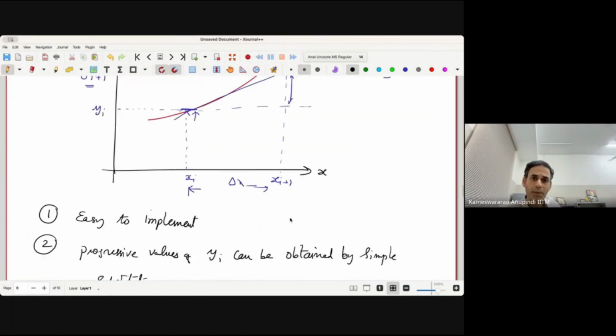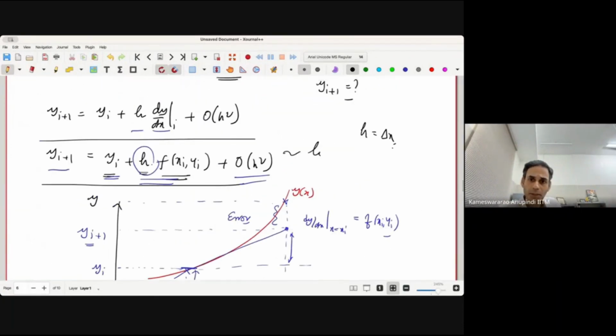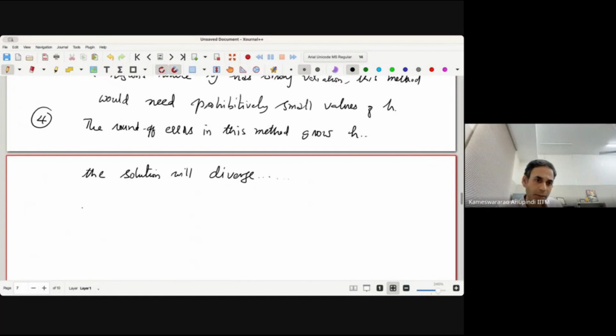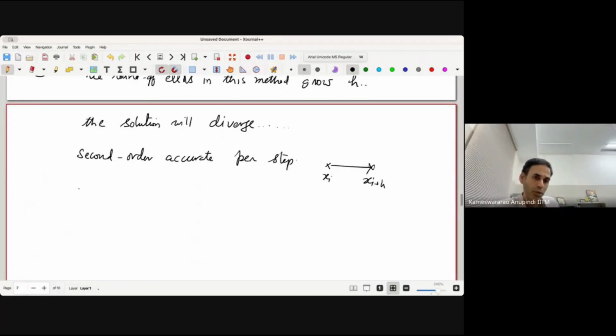Okay, as you can see, this method is basically locally second order accurate. Okay, that means Euler's explicit method is second order accurate per step. That means when we go from xi to xi plus h, it is second order accurate. But then, as you recollect, we want to calculate y at all values of xi plus 1, and so on until xn, right?